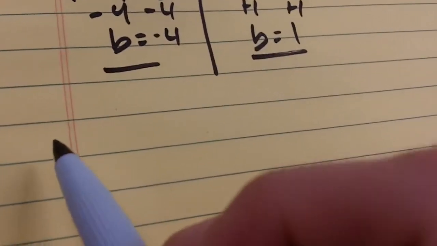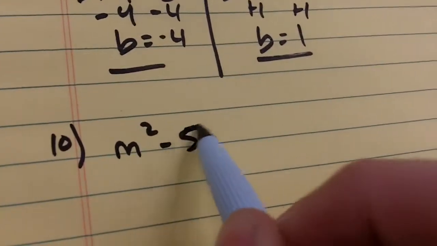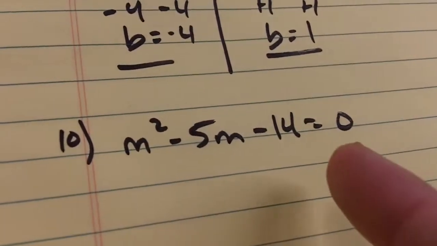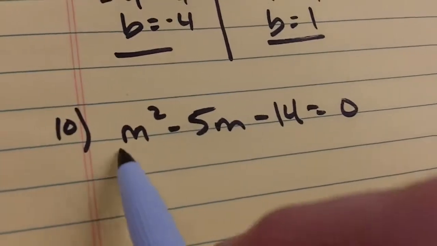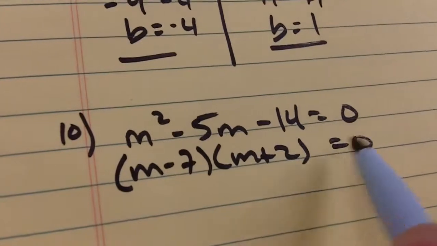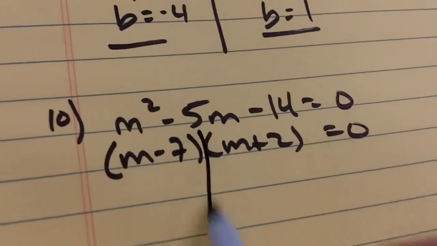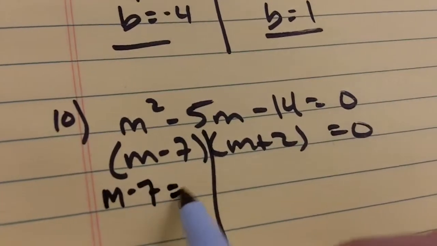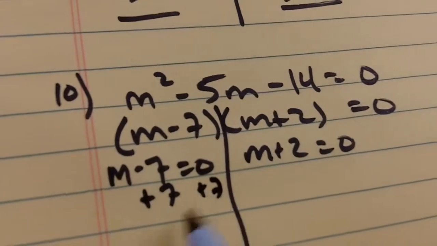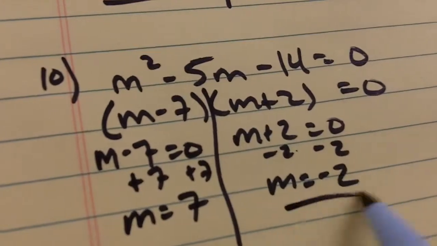I'm going to skip and I'm going to do 10. So we'll go through and do the evens for you now. m squared minus 5m minus 14 equals 0. Same thing, is this a perfect square? No, so I can't just do a square root, so I'm going to have to try and factor: (m - 7)(m + 2) = 0. Because -7 times +2 is -14, -7 plus 2 is -5. Zero product property, m minus 7 equals 0, m plus 2 equals 0, add 7 to both sides, m equals 7, subtract 2 from both sides, m equals -2.